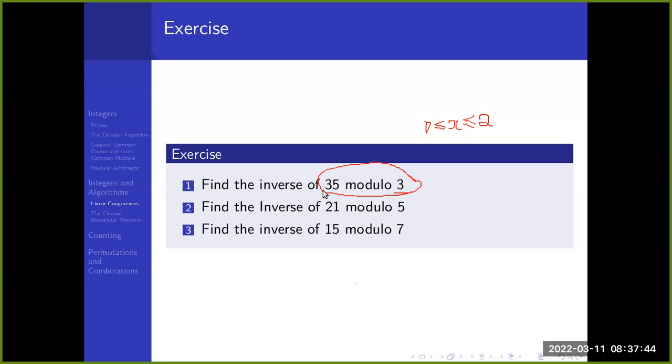The reason it will work is because the GCD of 35 and 3 is 1, right? These numbers are relatively prime, so it's possible to find the inverse of 35 modulo 3. So the GCD is 1. This is 5, not 6. So the GCD of 35 and 3 is 1. So it's always possible to find the inverse of 35 modulo 3. The same applies to the others. The second case, you need to find the inverse of 21 modulo 5. And the third case, you need to find the inverse of 15 modulo 7.